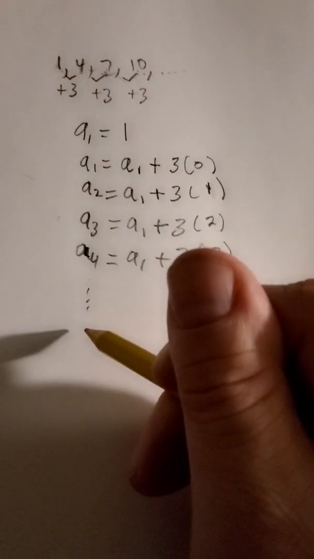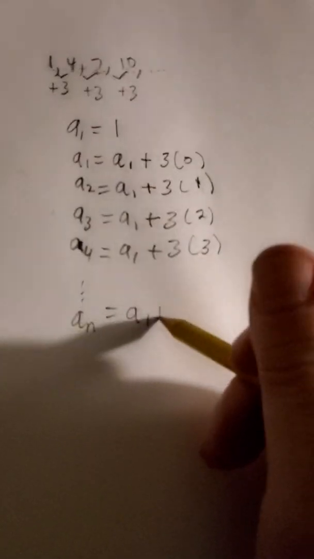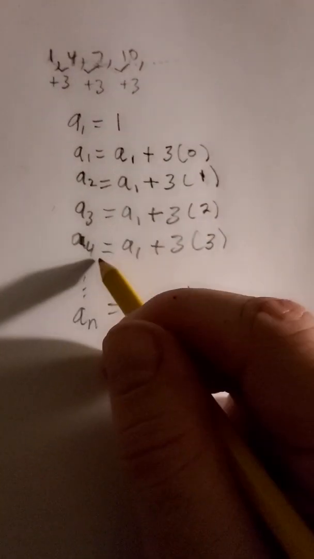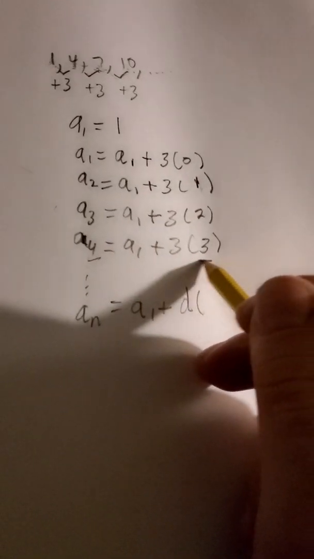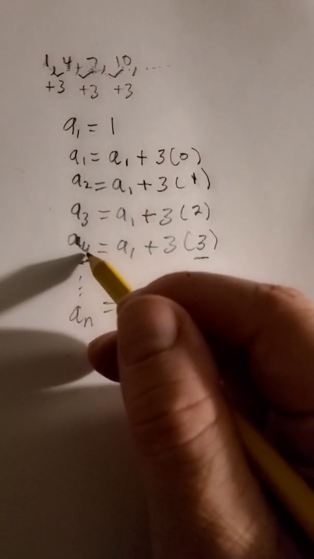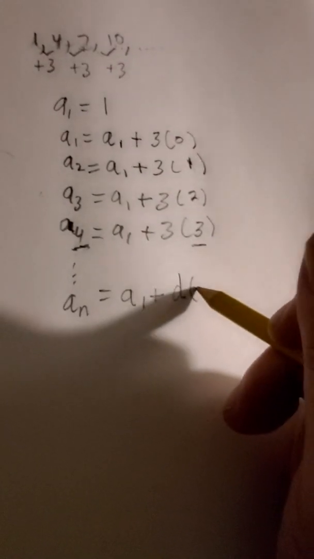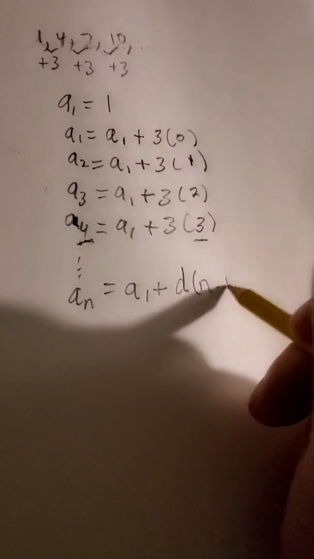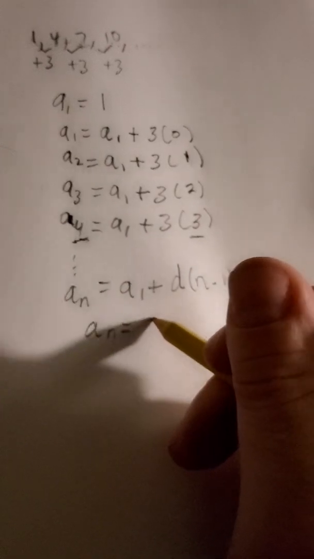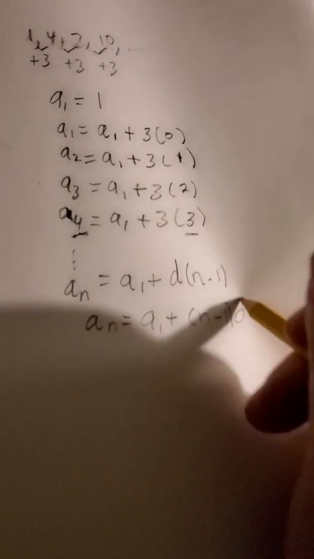And I can say a sub n equals the first term plus the common difference times, well, this is always 1 less. If you observe this, this is always 1 less than this. So that means right here, the nth term is going to be 4 here, and this is going to be 1 less than 4, which is 3. So we've got common difference times n minus 1. And I'm going to rewrite that as a sub n equals a1 plus n minus 1 times d.